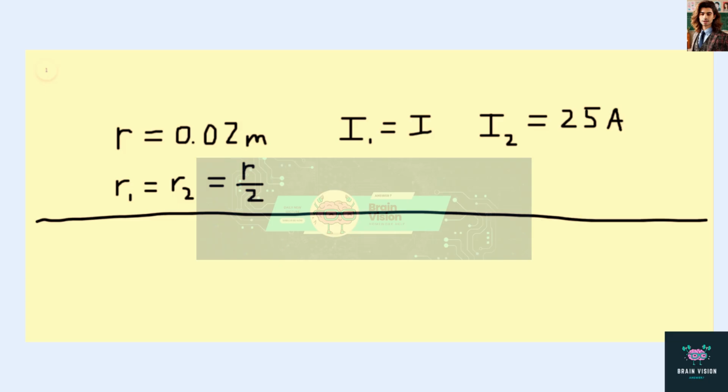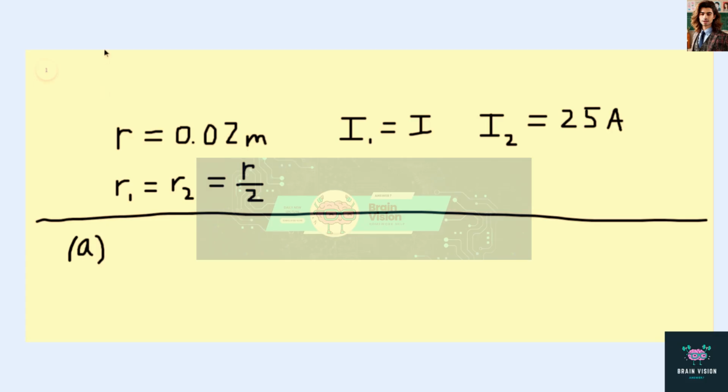Our question says it wants us to determine the magnetic field midway between two long straight wires that are a distance r apart, where r is 2 centimeters or 0.02 meters. That means the midway point between each one, or R1 and R2, is equal to r over 2. It's halfway between the distance between. So R1 is equal to R2 is equal to r over 2, or 0.01 meters.